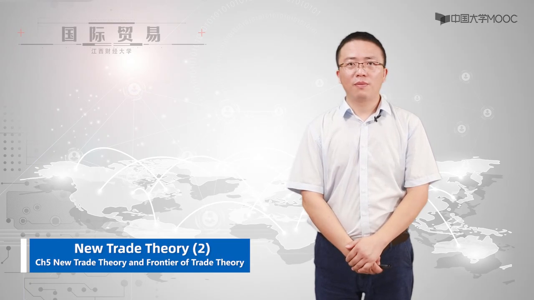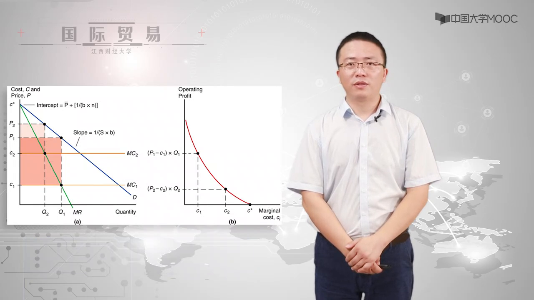Suppose now that firms have very different cost curves, as they produce with different marginal costs c_i, and still face the same demand curve. Figure 1 illustrates the performance differences between firms 1 and 2 when c_1 is less than c_2. Note the demand curves for both firms have the same intercept on the vertical axis, that is, P bar plus 1 over B times N. The slope of the demand curve is 1 over S times B.